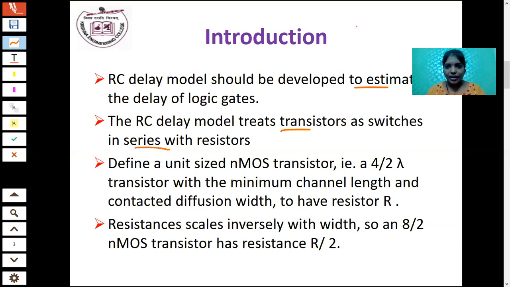So the delay can be defined as tau is equal to R into C. Here we are not going to measure the delay with the help of voltage and current. Here we are going to measure the delay with the help of the resistance and capacitance. So tau is nothing but the delay. Delay can be given by tau is equal to R into C.